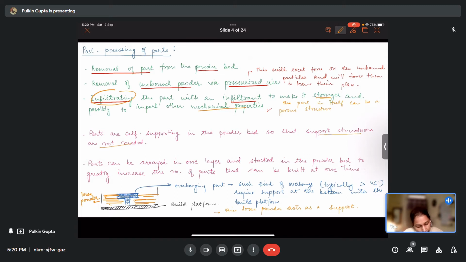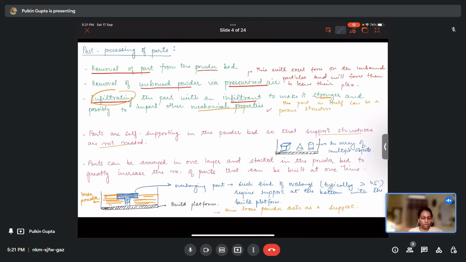Now, parts can be arrayed in one layer and stacked in the powder bed to greatly increase the number of parts that can be built at one time. So suppose you want to print say a cube, a cone, a cylinder, and such kind of multiple parts. So suppose this is again your build platform and your tank. You can arrange your parts in an array. The first can be your cube, second can be your cone, third can be your cylinder. So this is your array of multiple objects.